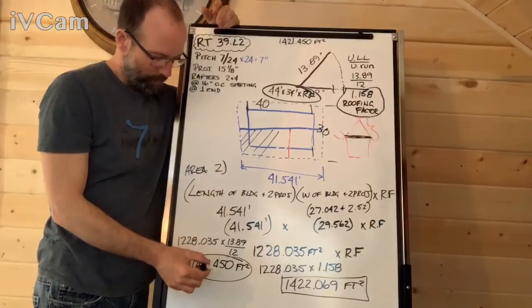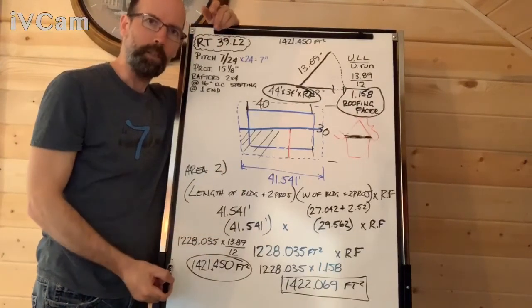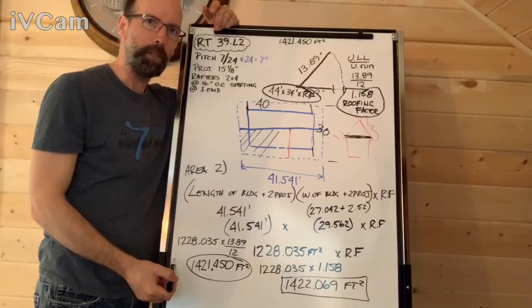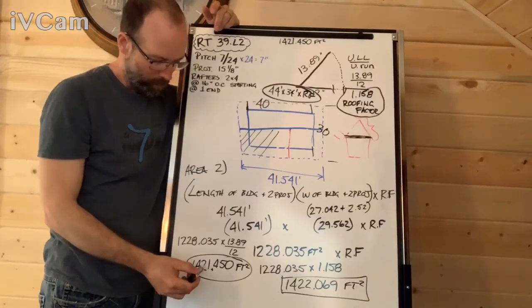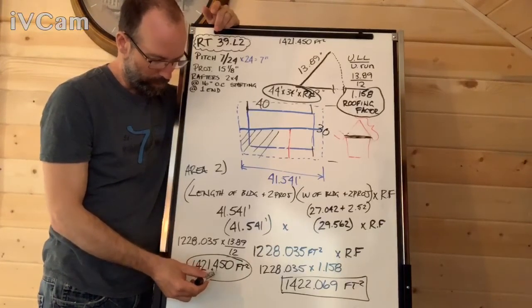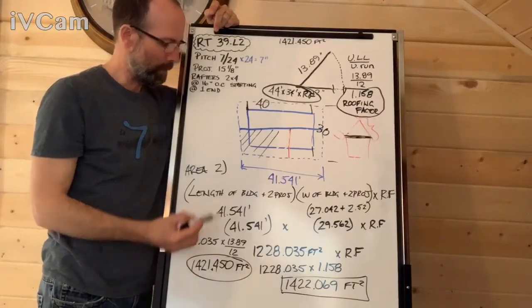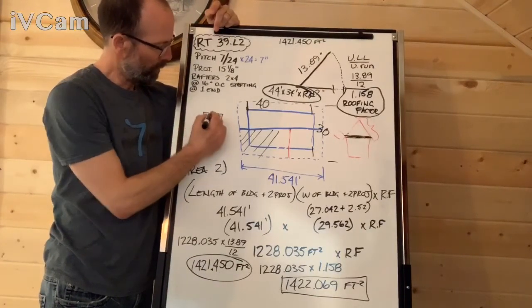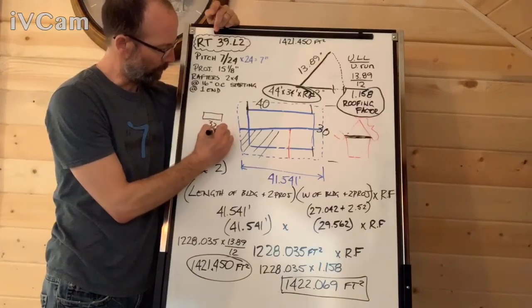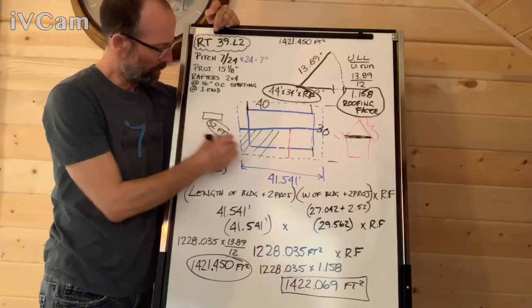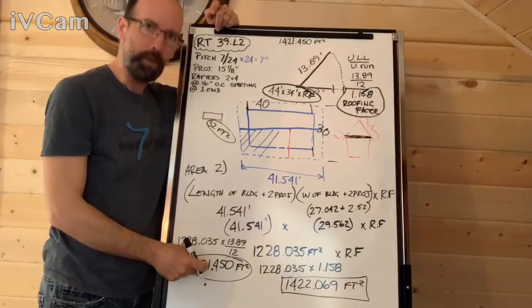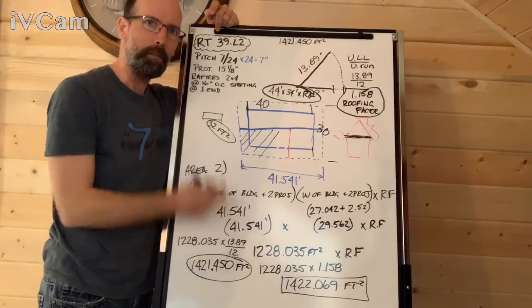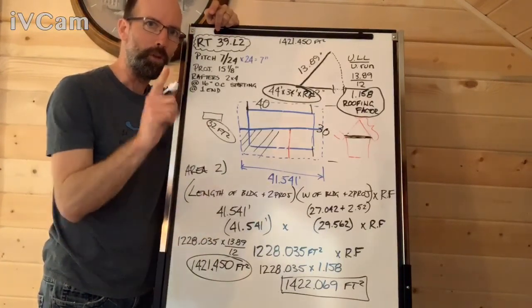The last question is, how many sheets of plywood do we need to cover this roof? Well, we have 1,421.450 square feet. We all know that a sheet of plywood is 4 feet by 8 feet for a total of 32 square feet. So take this number, our total area, and divide it by 32. You tell me the answer.